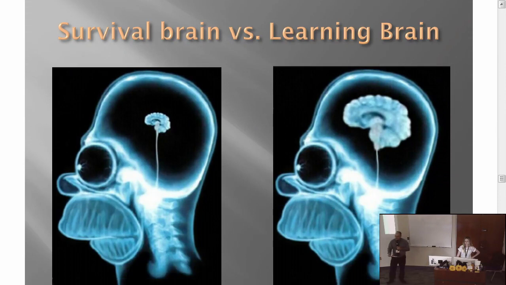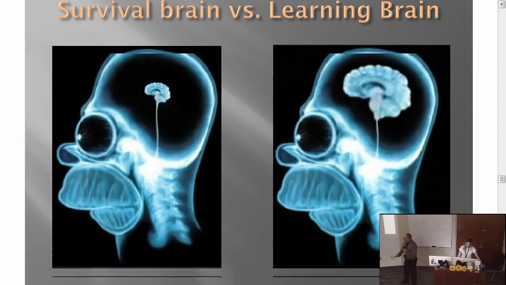This protective mode is very valuable. It keeps us safe in dangerous situations and allows us to get out of dangerous situations. But when we're in that constant fight or flight state, it makes it hard to learn, live, and progress. And as you can see, Homer's survival brain is a lot smaller and less available than Homer's learning brain. And that's where neuromovement comes in.